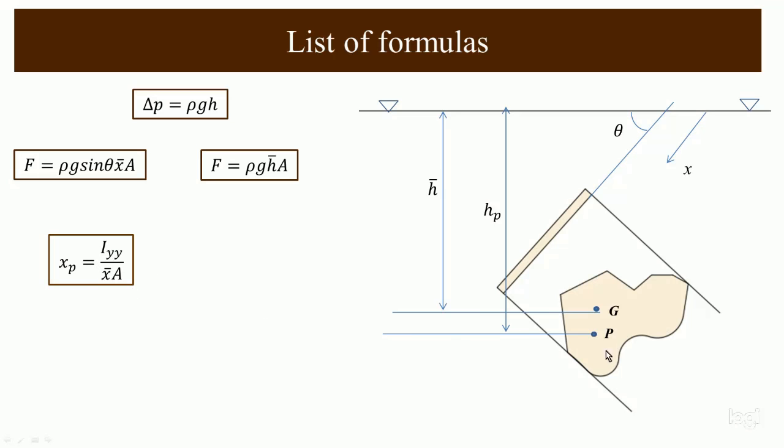In a similar way, xp, that is the position of the center of pressure along this direction, was given by Iyy by x bar A, and xp can also be written as Igy, where Iyy is nothing but Igy. Igy is the axis which is passing through the center of gravity. Iyy is the axis which is passing through this line over here. So xp is equal to Igy by x bar A plus x bar. Here we applied the parallel axis theorem to get this particular formula.